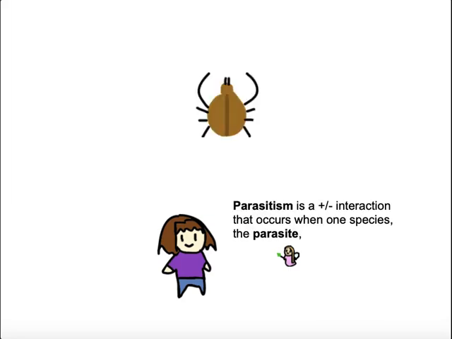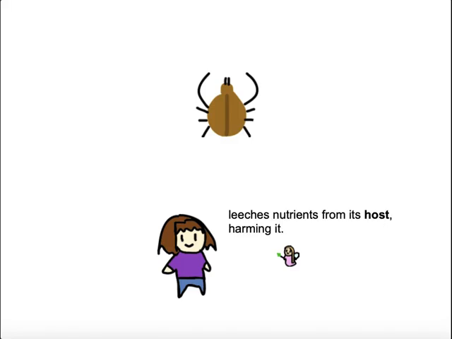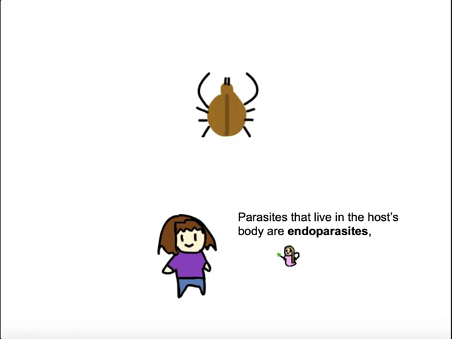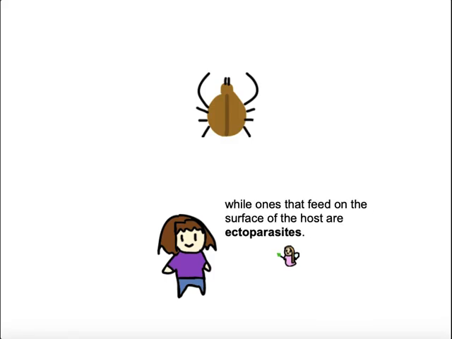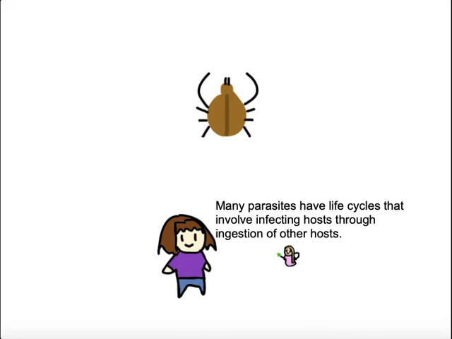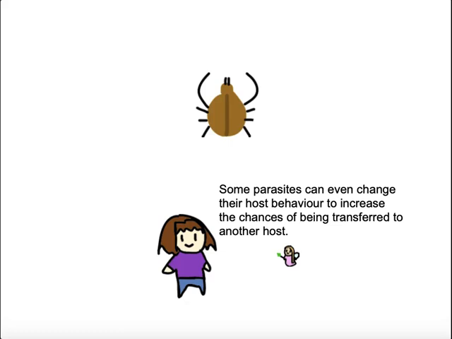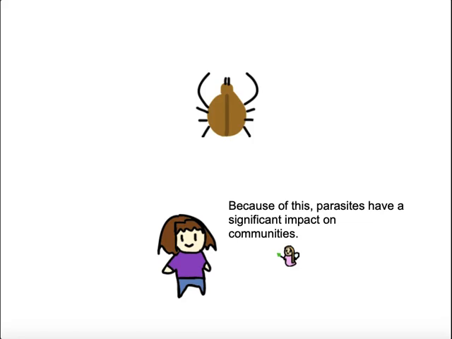Parasitism is a plus-minus interaction that occurs when one species, the parasite, leaches nutrients from its host, harming it. Parasites that live in the host's body are endoparasites, while ones that feed on the surface of the host are ectoparasites. Many parasites have life cycles that involve infecting hosts through ingestion of other hosts. Some parasites can even change their host's behavior to increase the chances of being transferred to another host. Because of this, parasites have a significant impact on communities.